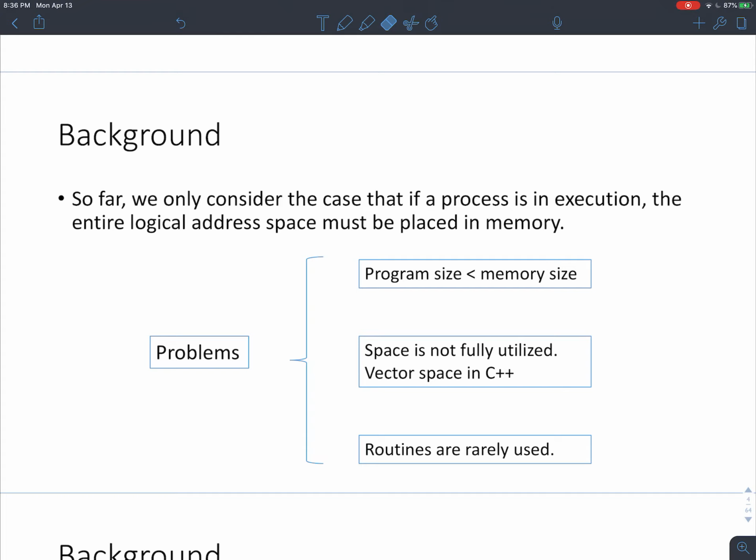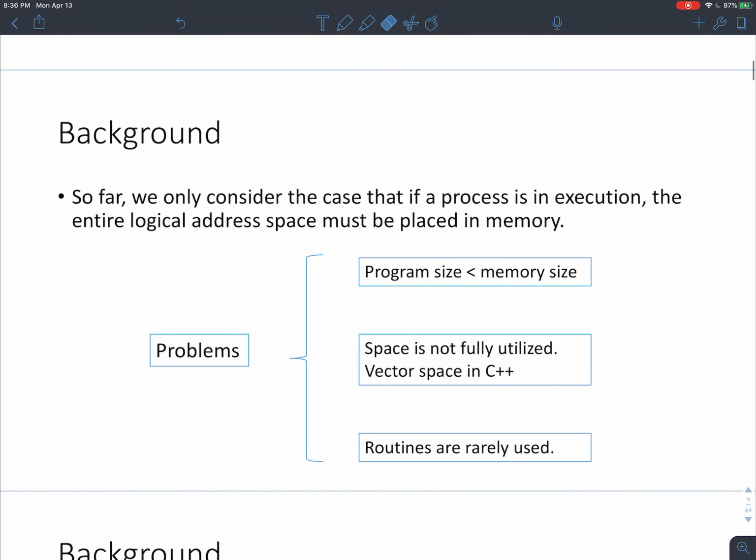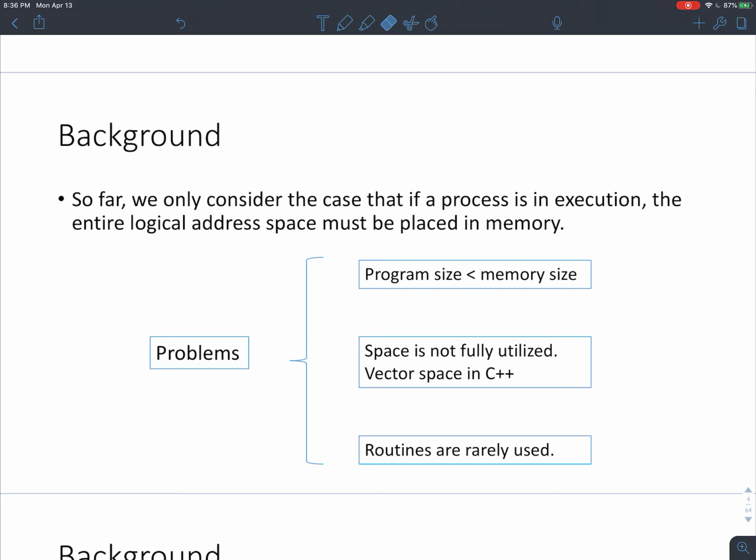For example, if you have a Chromebook which only has 2 gigabytes of memory, and we use this strategy, it means that any process that you execute cannot be larger than 2 gigabytes in size, which is, I would say, not practical, especially if you want to watch a movie, or you want to play some video games.